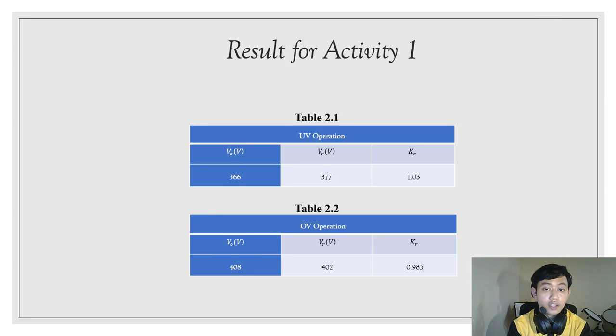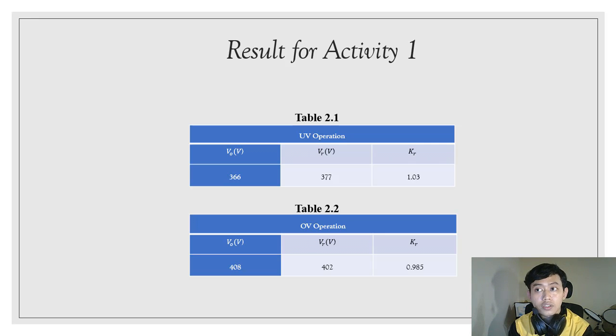Next is the result for activity 1. Right here, we can see there are two tables, which are table 2.1 and table 2.2. One is for under voltage operation and one is for over voltage operation. We have seen the connection of the circuit that has been shown by my friend in the previous part, and from that we can get the idea that the under voltage and the over voltage operation have been tested under the same circuit.